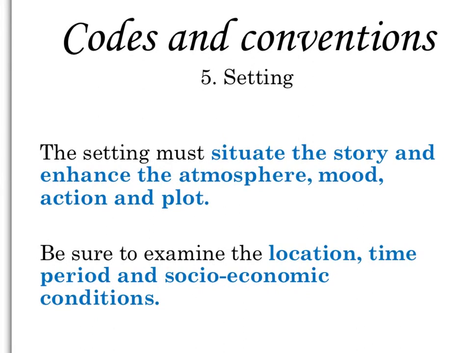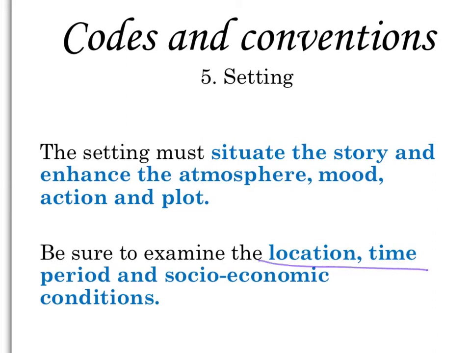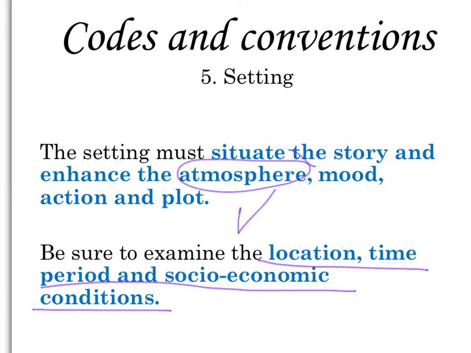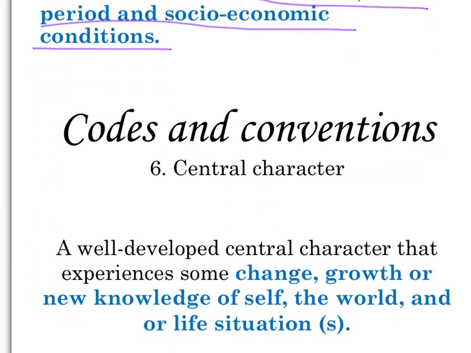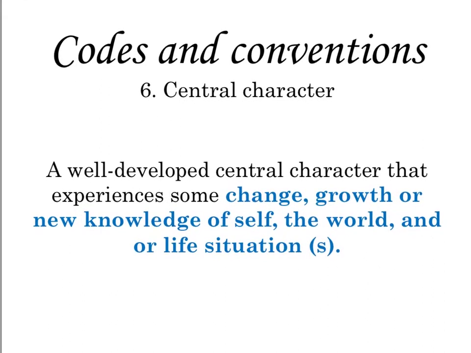The setting, number 5. So you want to look at whether the setting situates the story and enhances the atmosphere, mood, action, and plot. You want to look at the location, a time period, socioeconomic conditions. Atmosphere and plot also go in what you can look at as well. And there was a question about this in part 1 of the discussion questions of That Was Then, This Is Now. So use your knowledge of that to guide you if you want to choose the setting as a coding convention to explore.